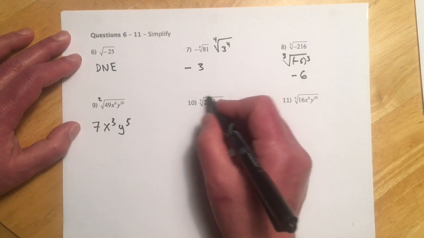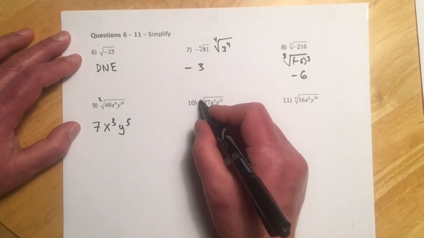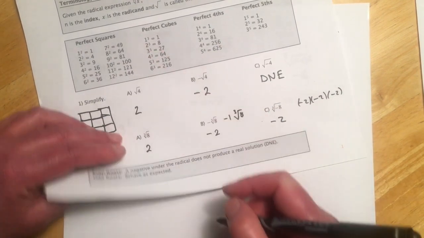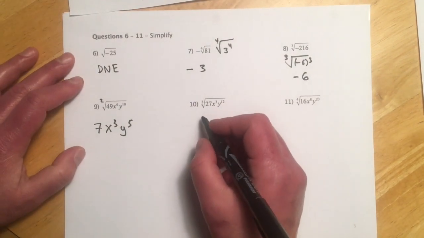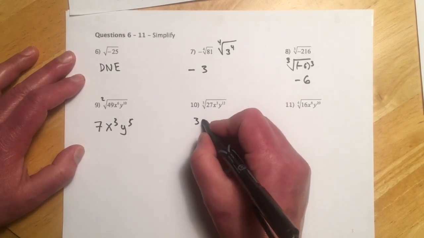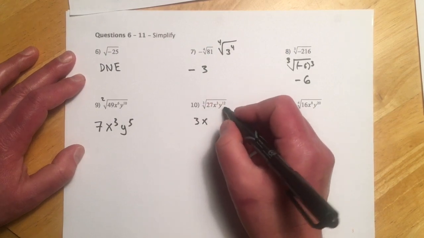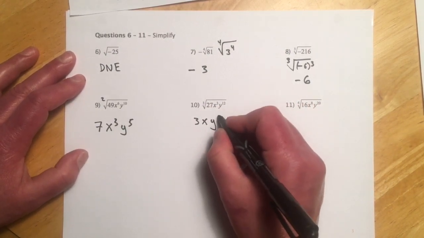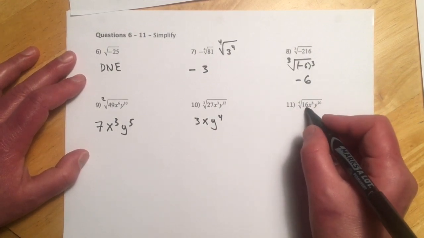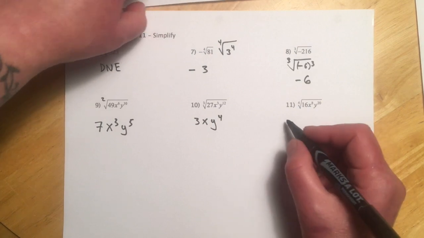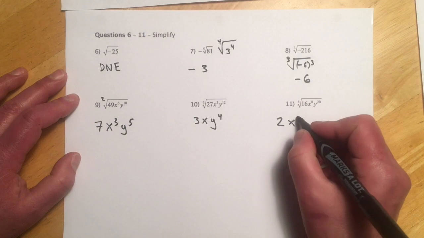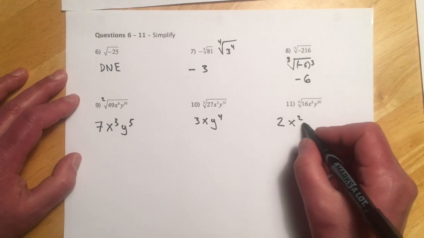And now cube roots, same idea, but now we're just in groups of 3. So cube root of 27, remember 27 is 3 times 3 times 3. So the cube root of 27 is going to bring out a 3. 3 goes into 3 once, so I just get an x out, and 3 goes into 12 4 times, so y to the 4th. And then number 11, 4th root of 16, got to be 2, right? Because that's the only thing small enough. And then 4 goes into 8 twice, and 4 goes into 25 times.